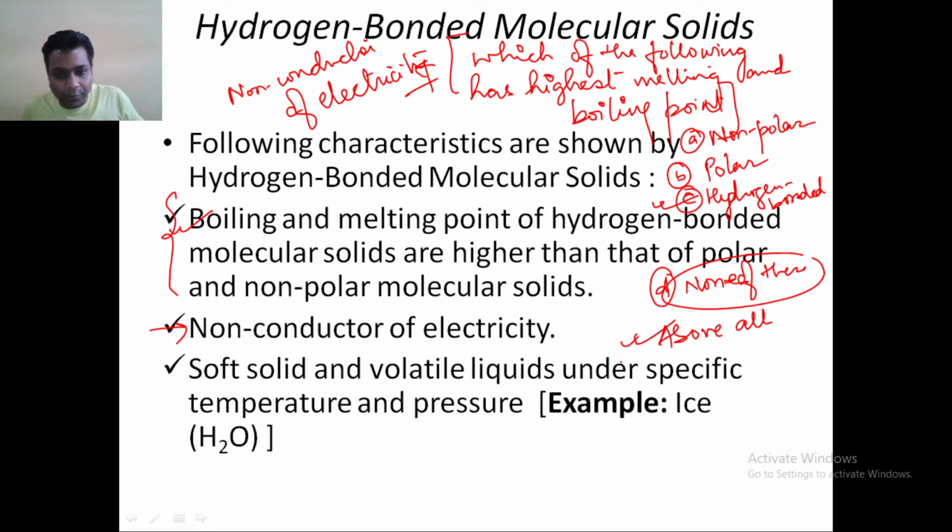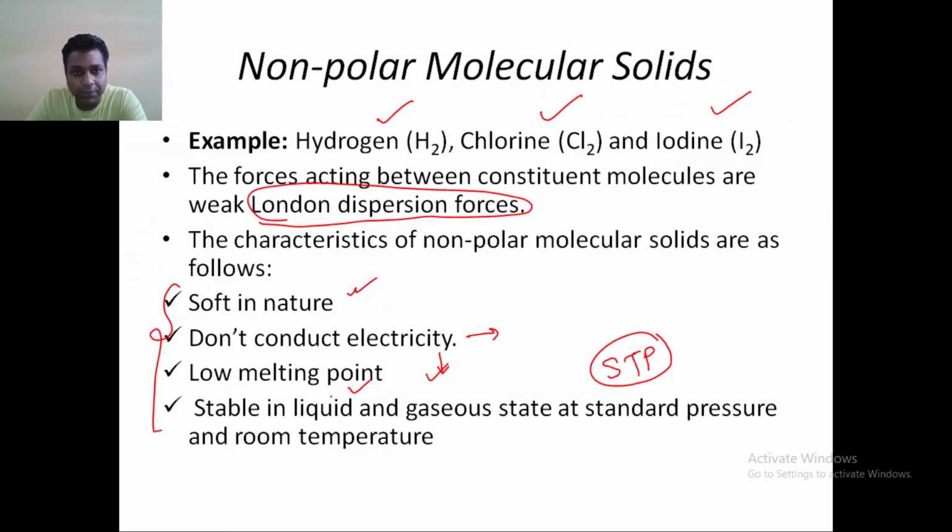So this type of objective questions can be framed from the point itself. They are solid and volatile liquids under a specific temperature and pressure, like H2O. Ice, H2O, exists as a solid at a specific temperature and pressure. Once you take the ice out of your freezer, it will start melting and exist in the form of water. So this was all about today's lecture, lecture number 2.